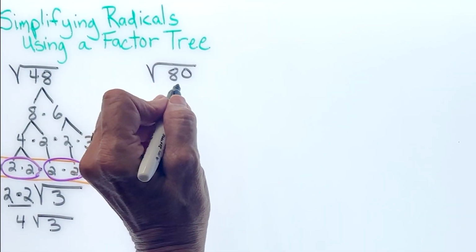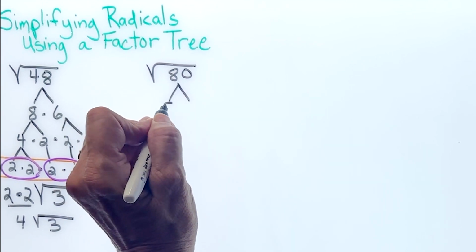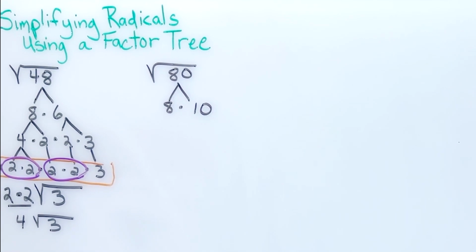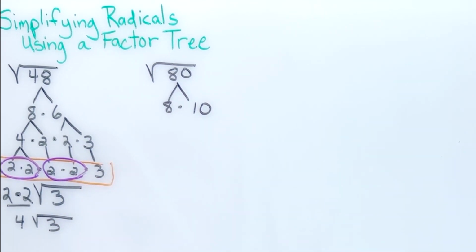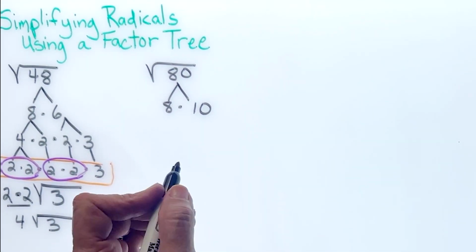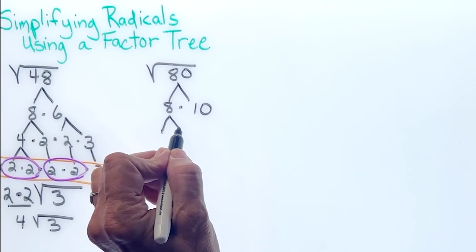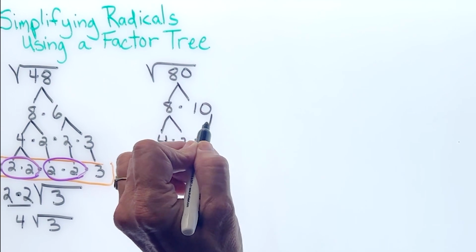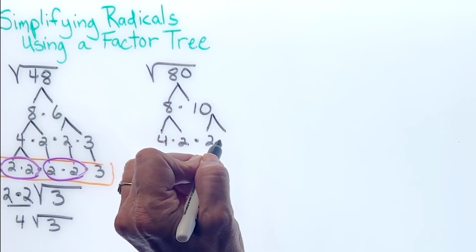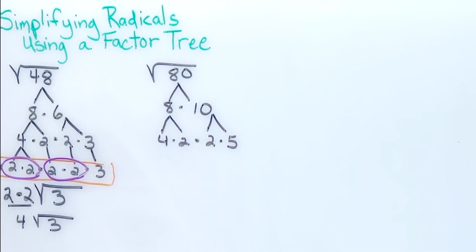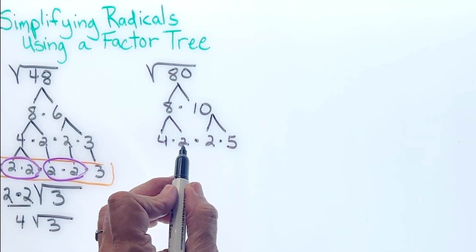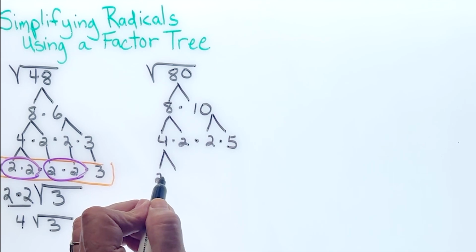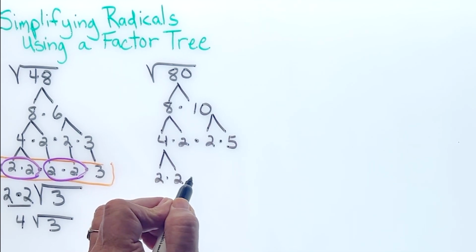I know 80 is 8 times 10. Well, neither of those are perfect squares. And remember, I'm going to use a factor tree, so they're all prime numbers. Breaking the 8 up into a 4 times a 2, and my 10 up into 2 times 5. Again, I have prime, prime, prime. 4 is not prime, so I've got to break it up into 2 times 2.